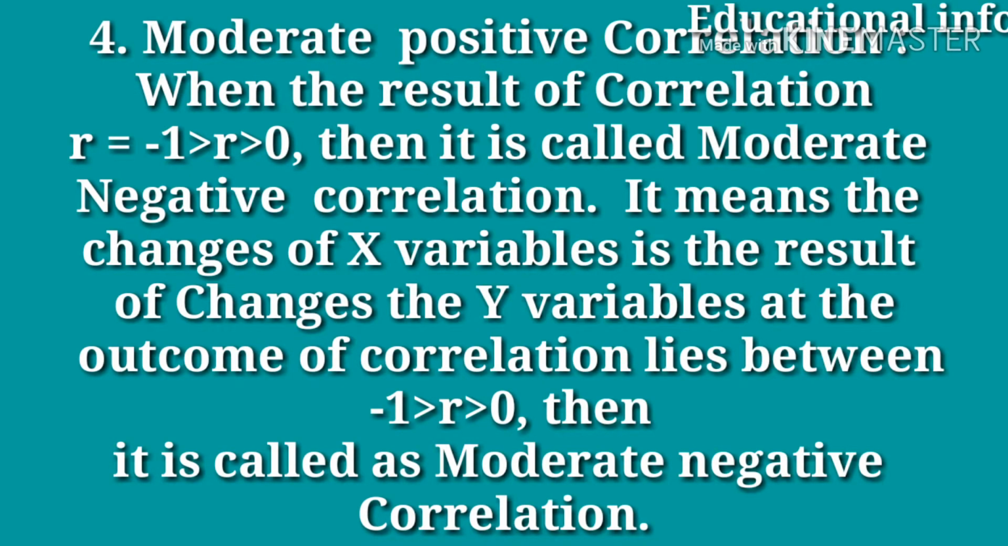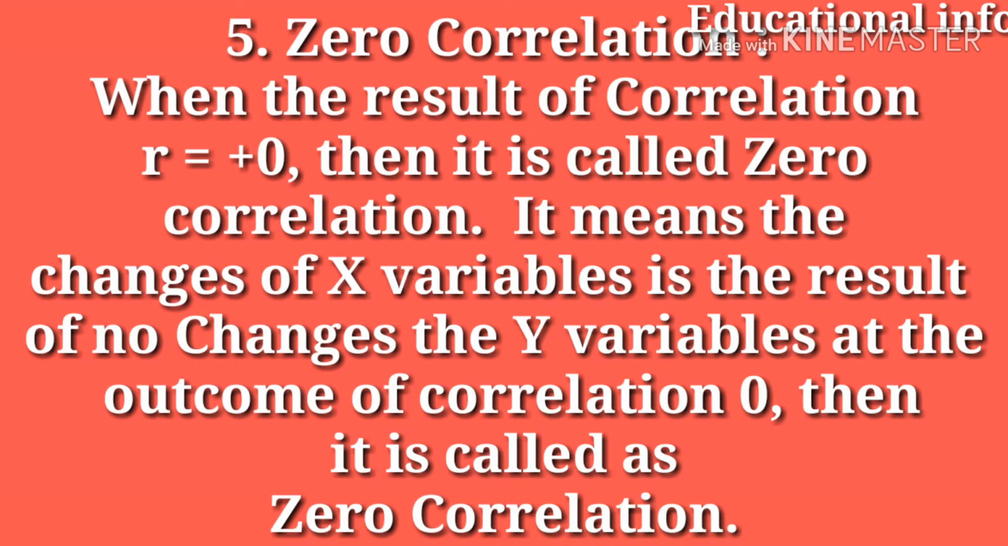Moderate negative correlation is the fourth one. When the result of the correlation lies between -1 and 0, then it is called a moderate negative correlation. It means the changes of the x variable are the result of the changes of the y variable at the outcome of the correlation lying between -1 and 0, or r is greater than -1 but less than 0. Then it is called the moderate negative correlation.